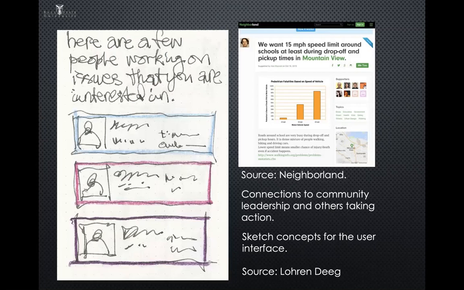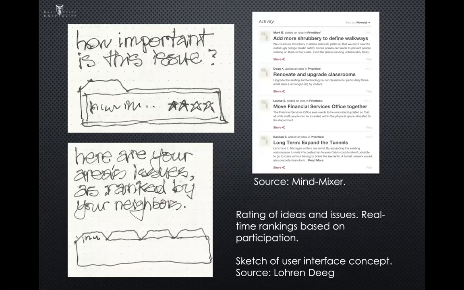Neighborland was starting to do that already. We want 50 miles people that are around schools at least during drop off and pickup times in Mountain View. Me too. And then they would start to poll around there. And then these people could meet. They could start to interact and meet right in the neighborhood. That was exciting because that kind of neighborhood activism is what gets things done quickly. And so these started to really remind me of the top 10 list that we write on the post-it.